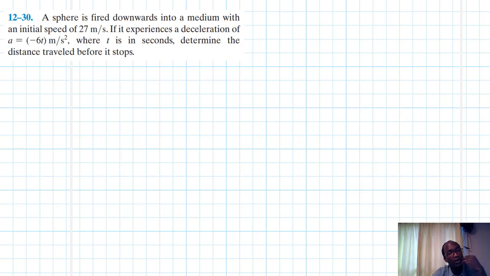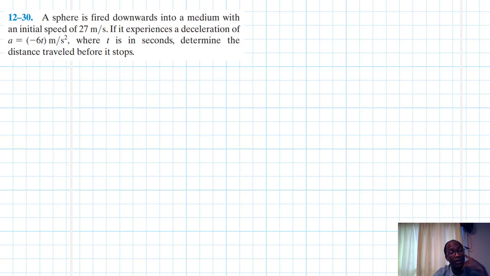Hello, this problem reads: a sphere is fired downwards into a medium with an initial speed of 27 meters per second. If it experiences a deceleration of a equal to minus 6t, where t is in seconds, determine the distance traveled before it stops. This problem is coming from Engineering Mechanics Dynamics, 14th edition, by R.C. Hibbeler.